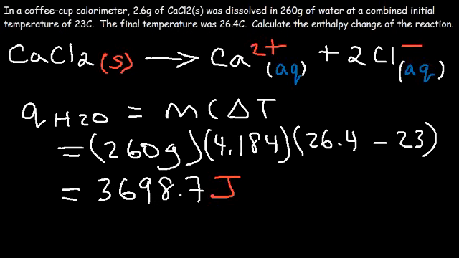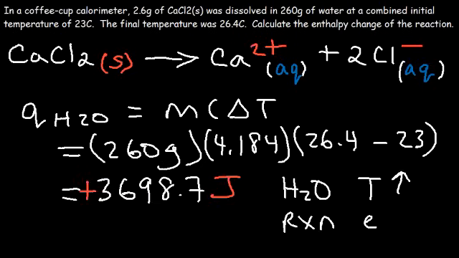Now notice that the Q value for water is positive. For H2O, the temperature went up, which means that water absorbed heat. So for water, it's an endothermic process. But for the reaction, it's exothermic because the reaction had to release energy to the surrounding water molecules so that the temperature of the water can go up. So anytime the temperature of the solution goes up, that tells you that the reaction was exothermic. If the temperature of the solution went down, the reaction would be endothermic.